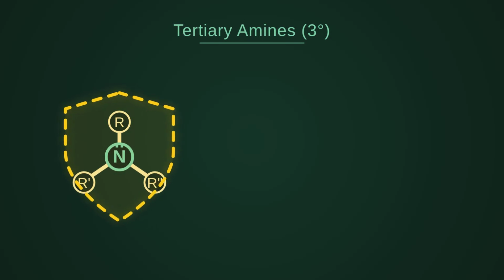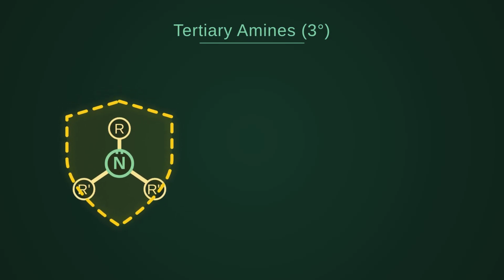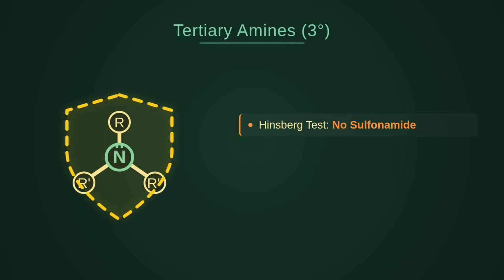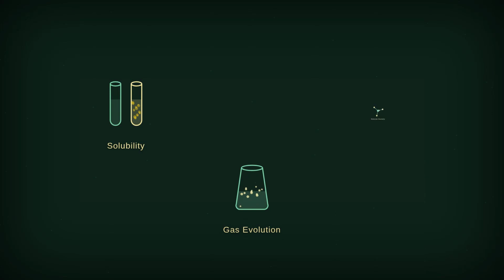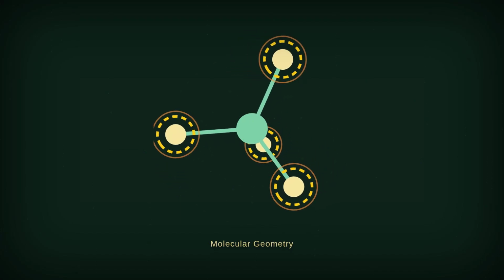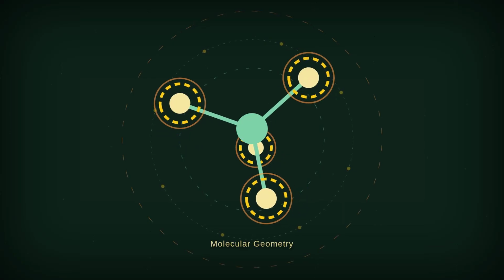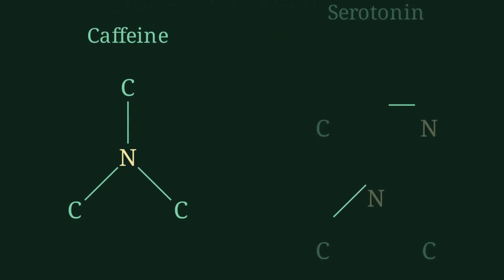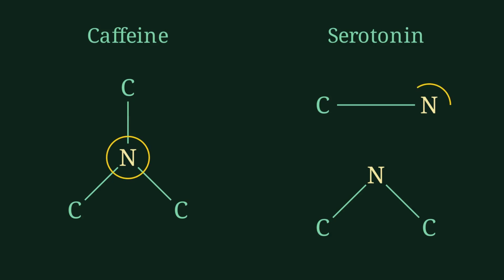They are the shielded members, often staying quiet in these tests, failing to form sulfonamides and staying clear in nitrous acid. Understanding these tests isn't just about passing an exam. It's about learning to read the subtle language of solubility, gas evolution, and molecular geometry. It's about seeing the invisible handles of the hydrogen atoms and understanding how they dictate the behavior of the world around us. The next time you look at a structural formula for a complex molecule, maybe a caffeine molecule or a neurotransmitter like serotonin, look at those nitrogens.